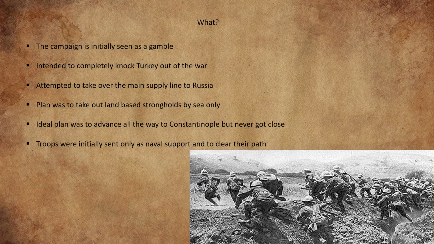The plan was to take out land-based strongholds by sea only. They attempted to use their strict naval force to push through the fortifications and all the way to Constantinople. But they never got close because they could not advance their ships through the straits because of the strongholds, which ended up sending the troops in there to clear the path. It went on for a year or so with the Allies pushing against the Central Powers, but the Central Powers pushing back even harder, and the Allies really never made any progress whatsoever.